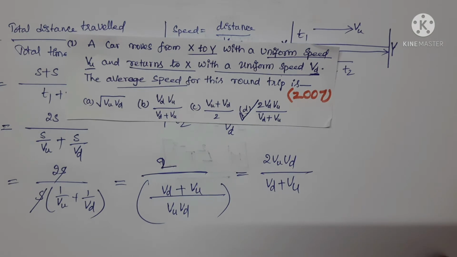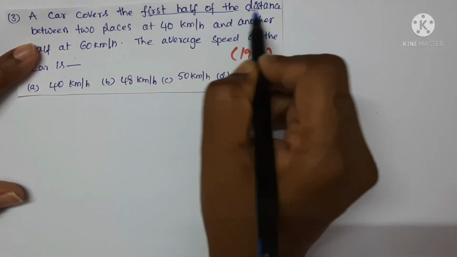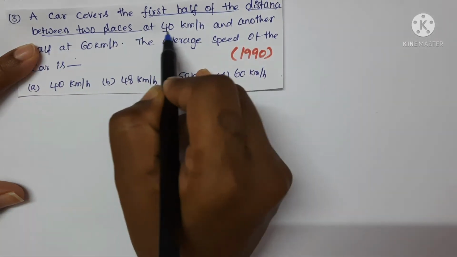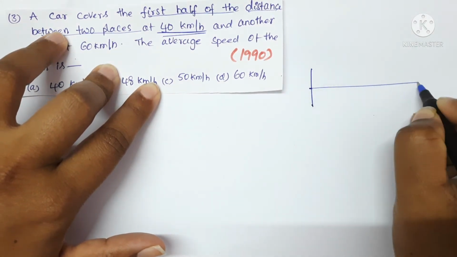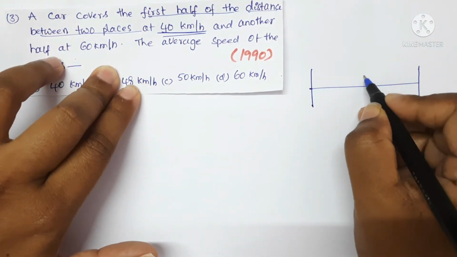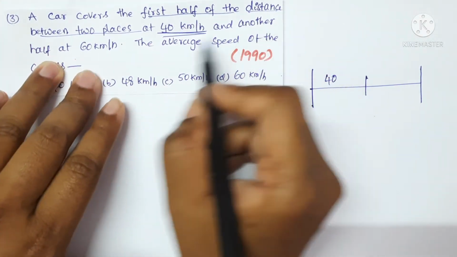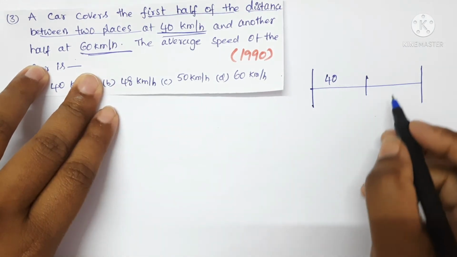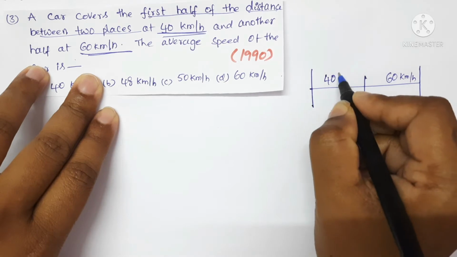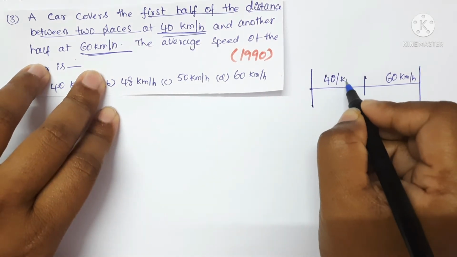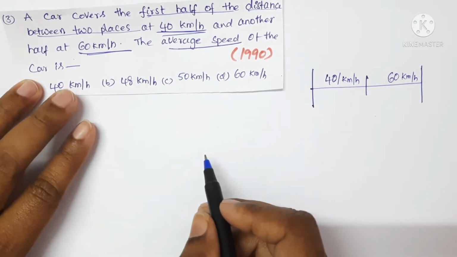I hope you understand this. Let us go to the next question. A car covers the first half of the distance between two places at 40 km per hour. See, this is the distance covered by a car. First half of the distance with 40 km per hour and another half is 60 km per hour. Find the average speed of the car.